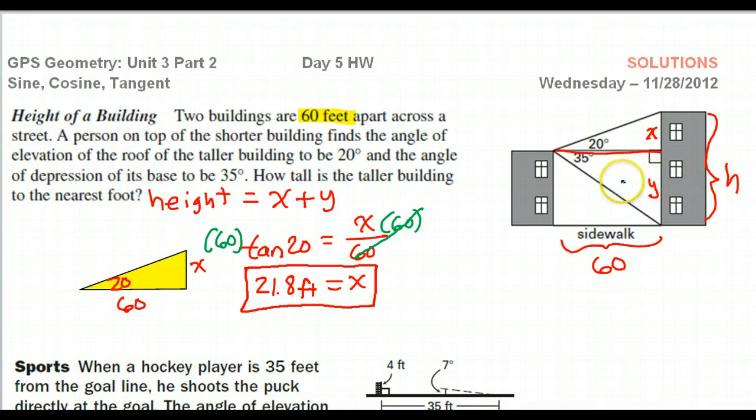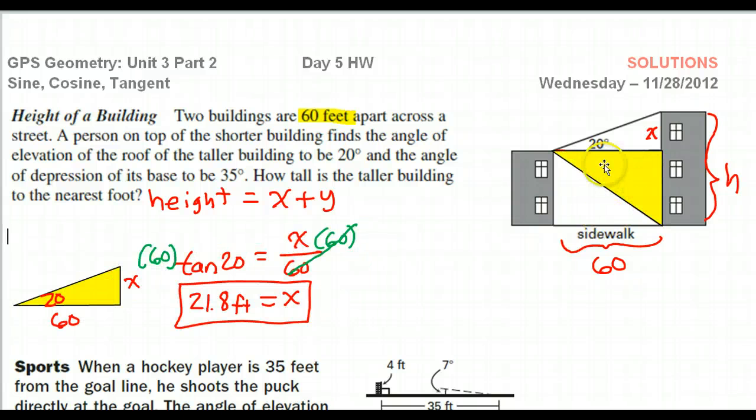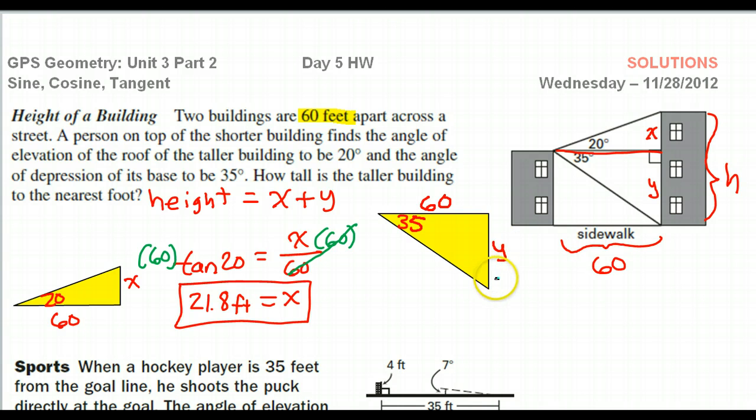Now let's do the lower triangle. So the lower triangle is this right here. So let's just pull that off to the side for a moment. So looking at this triangle, we know that this is 35 degrees. Remember, this distance is 60. That's going to show up right here. And the Y that we're looking for is still this vertical piece. So let's see which function this is going to be. Well, guess what? It's still opposite and adjacent. So once again, it's going to be the tangent function.